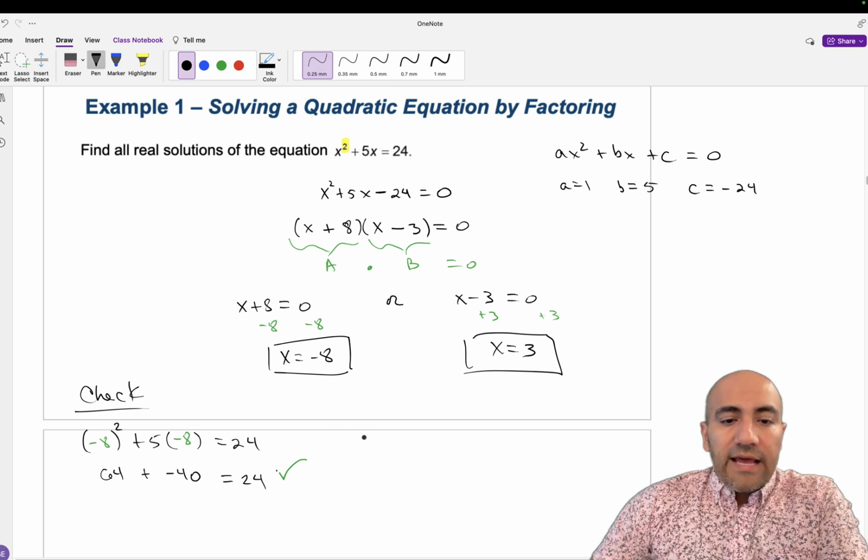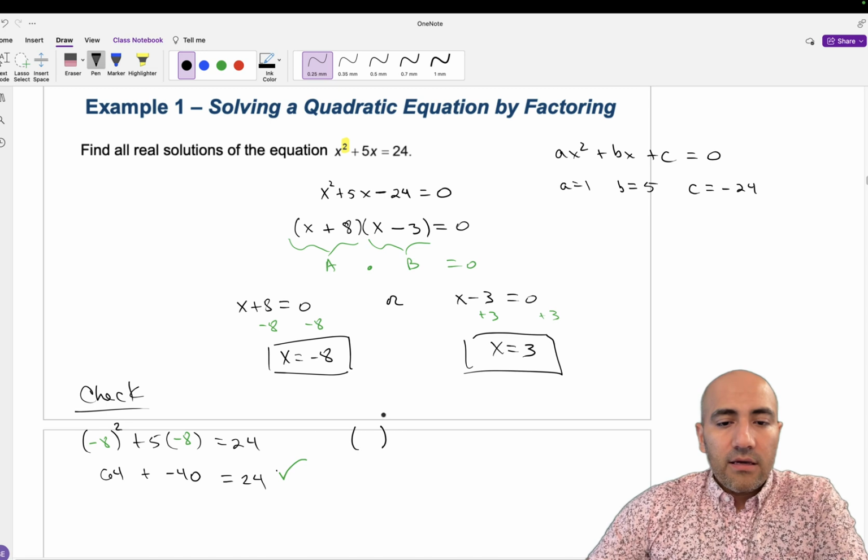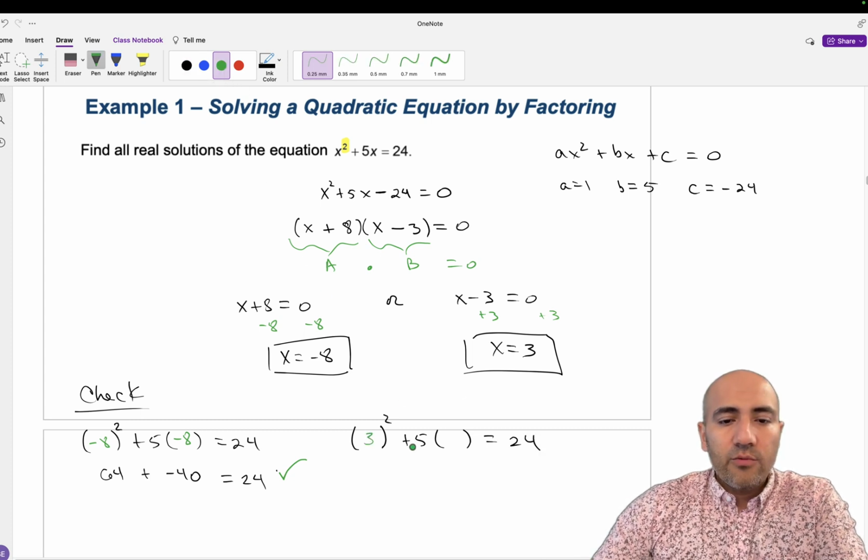Okay, what about the next one? If the next one works out, then that must mean that blank squared plus 5 times blank equals 24. And this time we're going to check it against a 3. So you put a 3 there, put a 3 there. That gives us a 9 plus 15. And yep, that does equal 24.